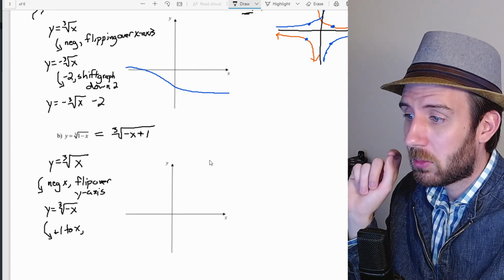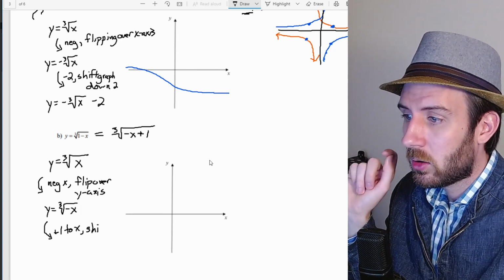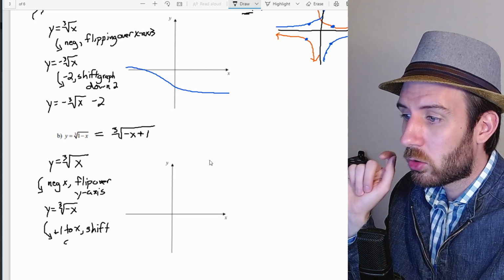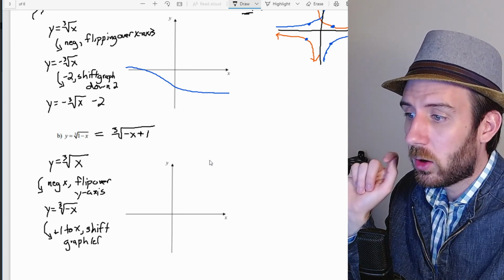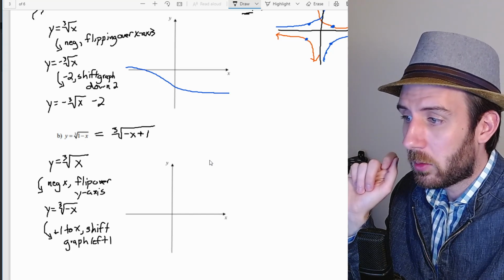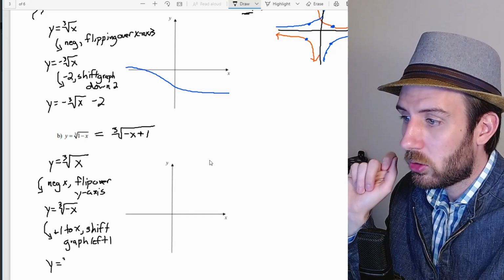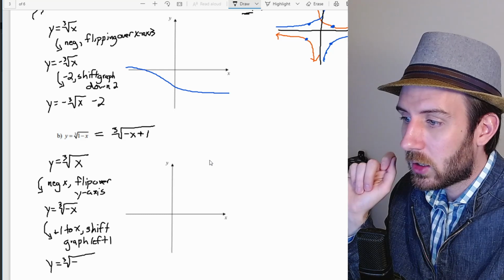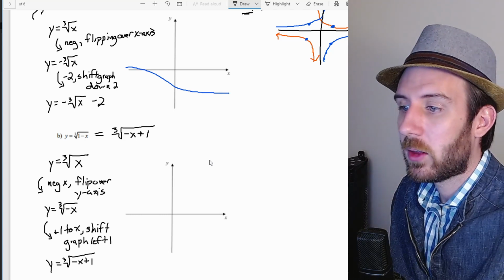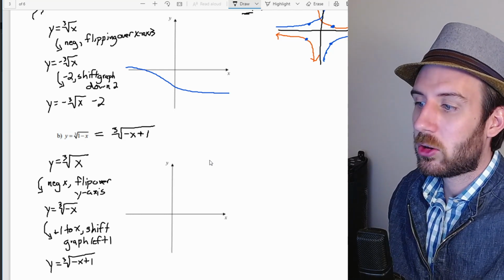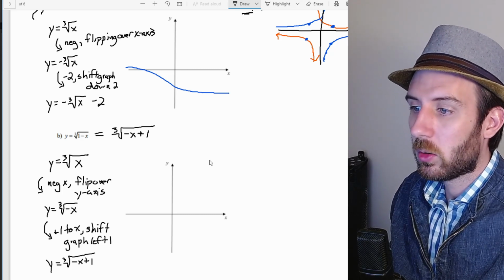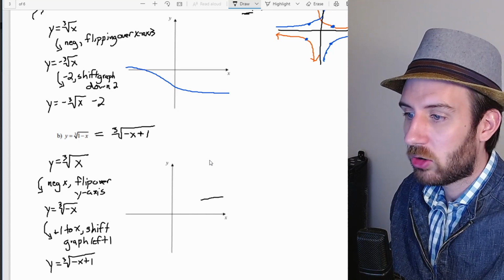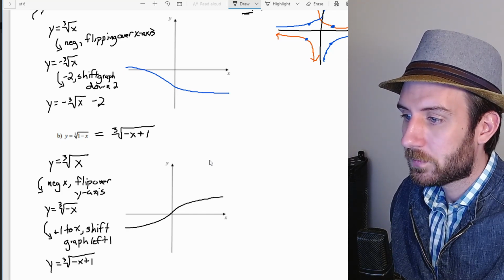So I'm going to say, okay, so that means shifting the graph left 1. And I'll write all my thoughts out. So I get y equals cube root of negative x plus 1. Okay, that I like. Now let's play around. So we've got the cube root of x graph. The cube root of x graph, again, is just that S-shaped graph, like this.